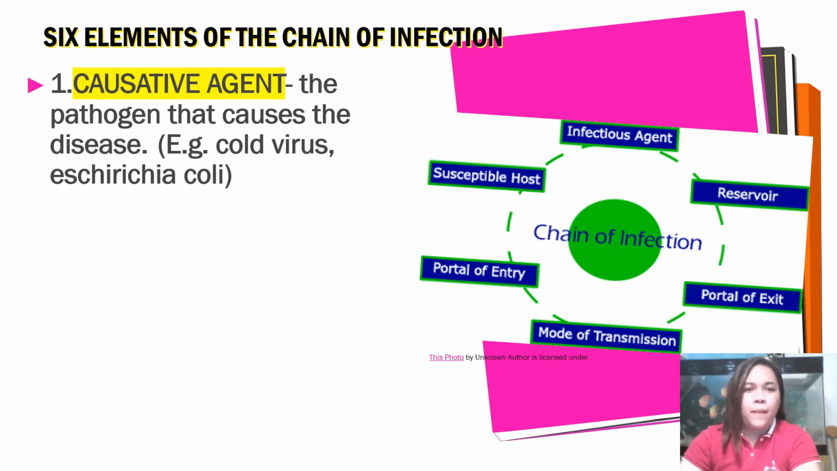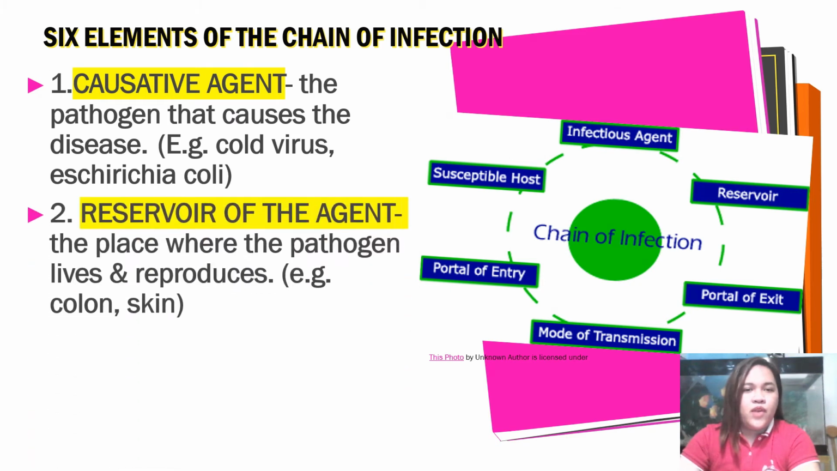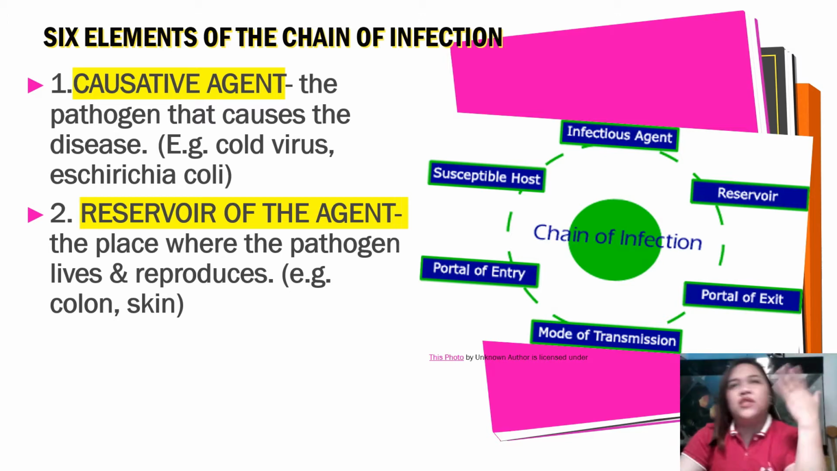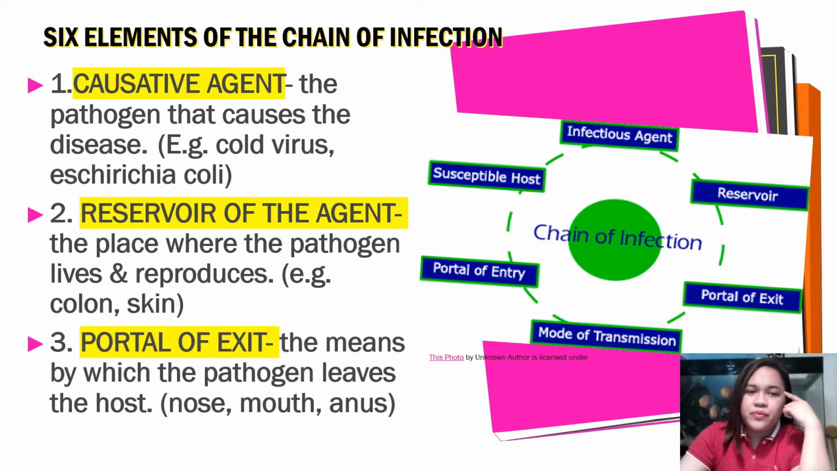Okay. We have the reservoir. This is the place where the pathogen lives. It's either in your colon or in your skin. Like the Escherichia coli, it lives in the colon. The cold virus lives in your sinuses. Next is the portal of exit.